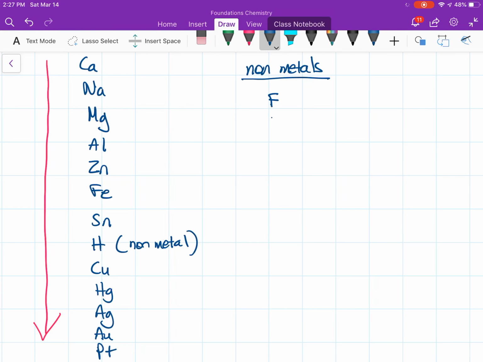So fluorine, chlorine, oxygen, bromine, iodine, sulfur. So this is most reactive to least reactive.